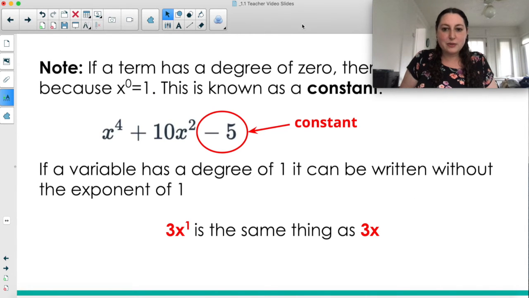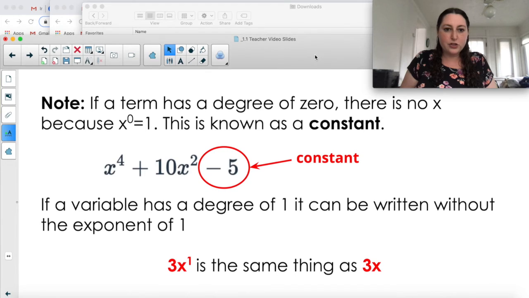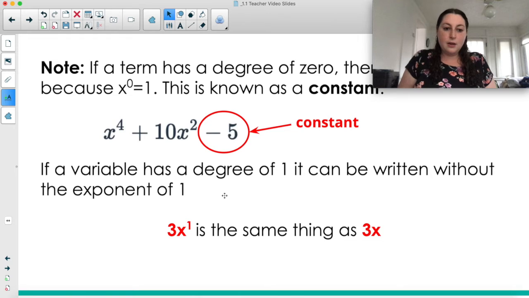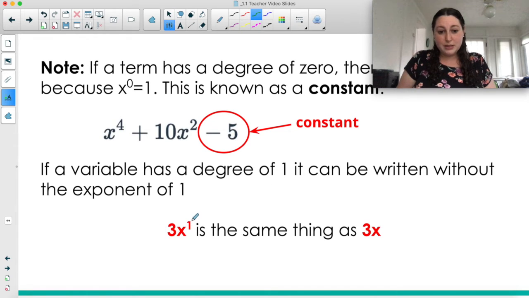Some things I noted, I just want to be super clear about. If a term has the degree of 0, there is no x because x to the 0 is 1. So that's known as a constant. So in this polynomial, that part right there is the constant. If a variable has a degree of 1, like I said, you don't need to write the 1 exponent. So 3x to the 1 is the same as 3x.